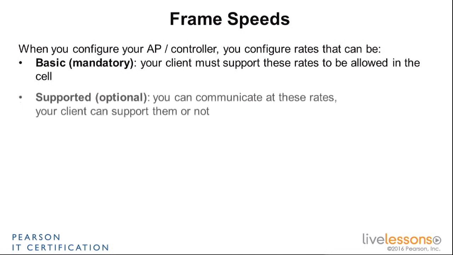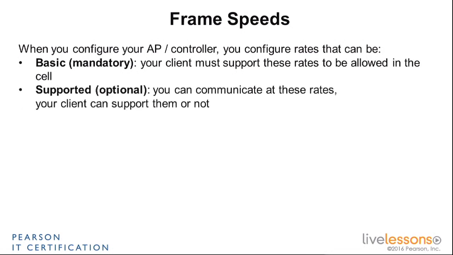Then there is what we call the supported or optional rates, which the access point says, I can do those rates. If you can do them too, fine, we can communicate at those rates. If you cannot do them, no problem. You don't have to do those. You have to do the basics, but these ones are optional. And you can also disable some rates on your access points where the AP says, you cannot use those rates in my cell, and I will not use them myself.